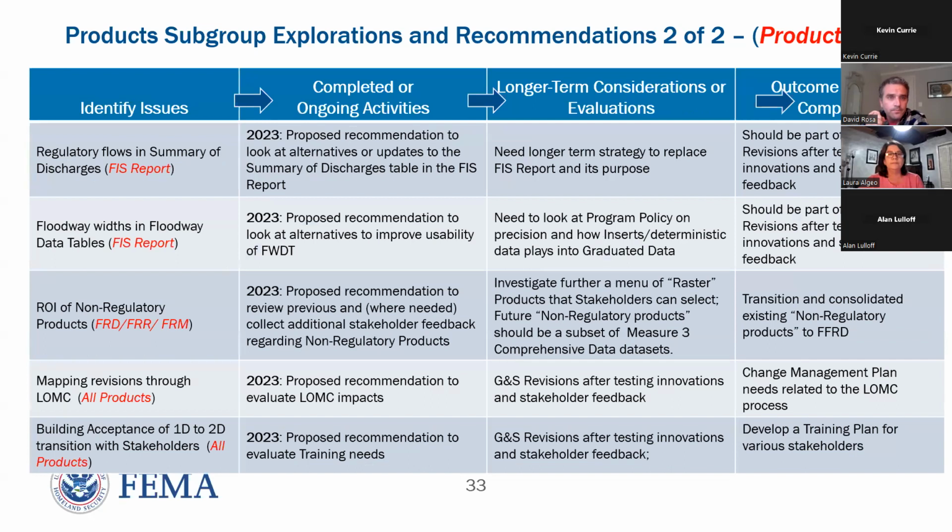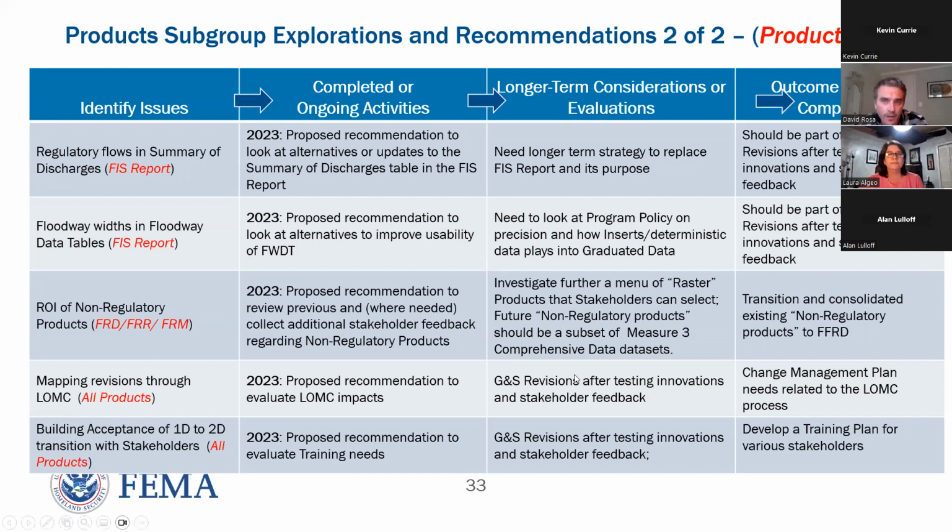A few other issues they identified: things like data tables, and how do you summarize regulatory flows within the FIS report, and how applicable that is to the 2D modeling, or how do you extract that information from the 2D modeling? How do we do mapping revisions in a 2D ecosystem? And one of the main things was building buy-in and acceptance of 1D versus 2D to stakeholders.